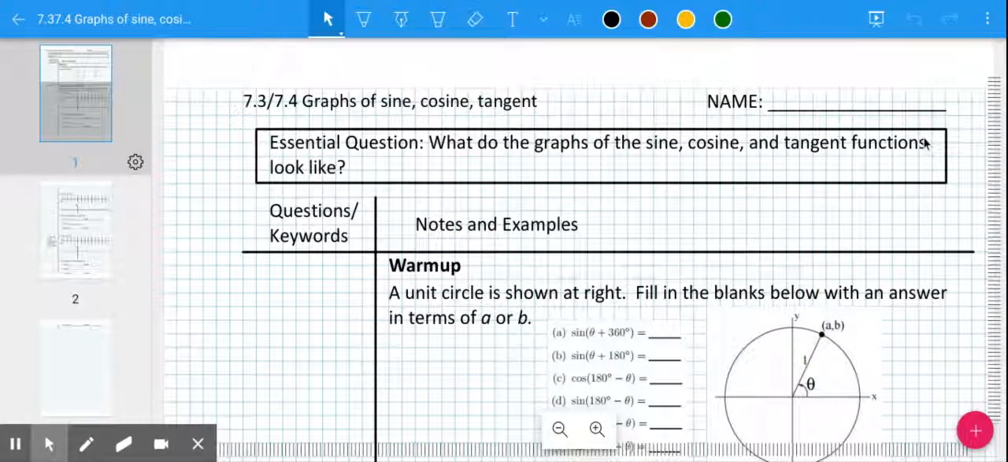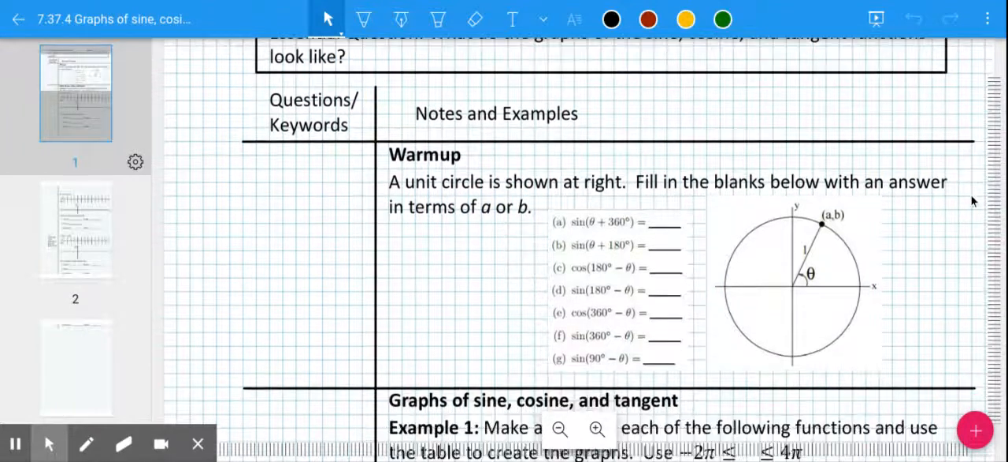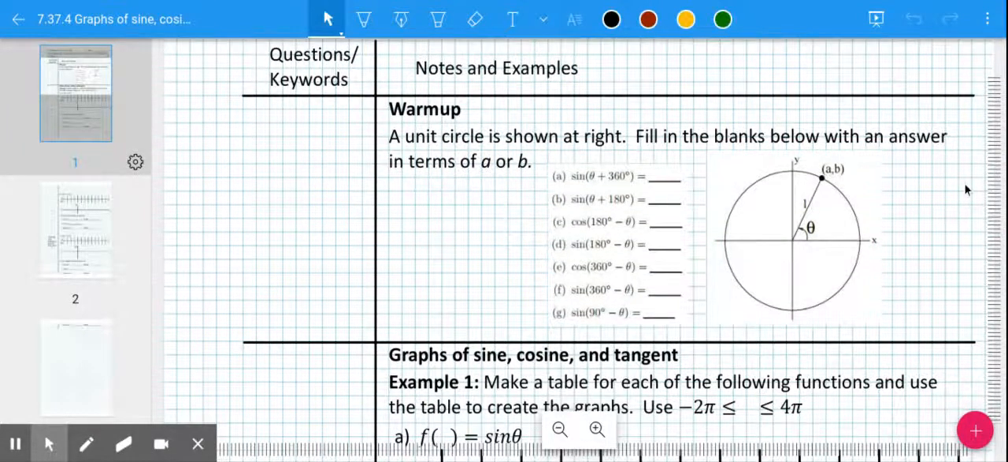In today's note 73/74, we are going to graph sine, cosine, and tangent, but we'll start with a little warm up first. So we have a unit circle to the right, and we have this angle theta marked. If I just draw this triangle here, since that's point A, B, this would be side A, and this would be side B. So the first part, part A, they ask us to find sine of theta plus 360.